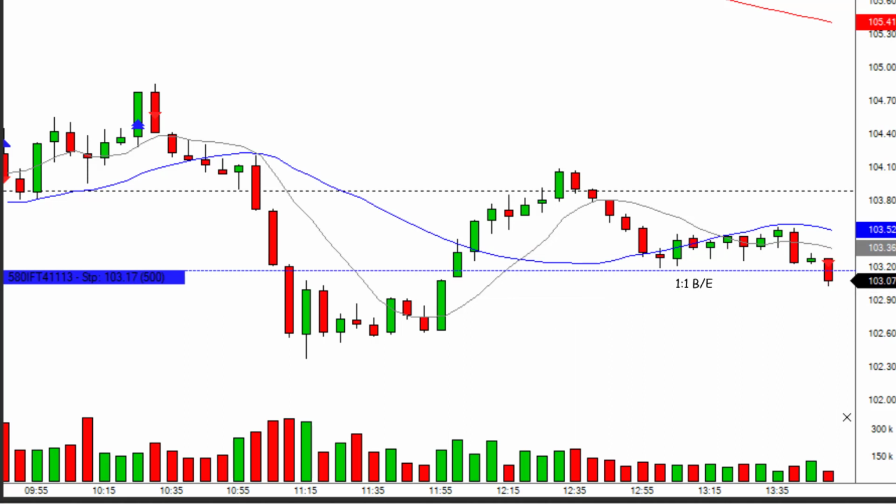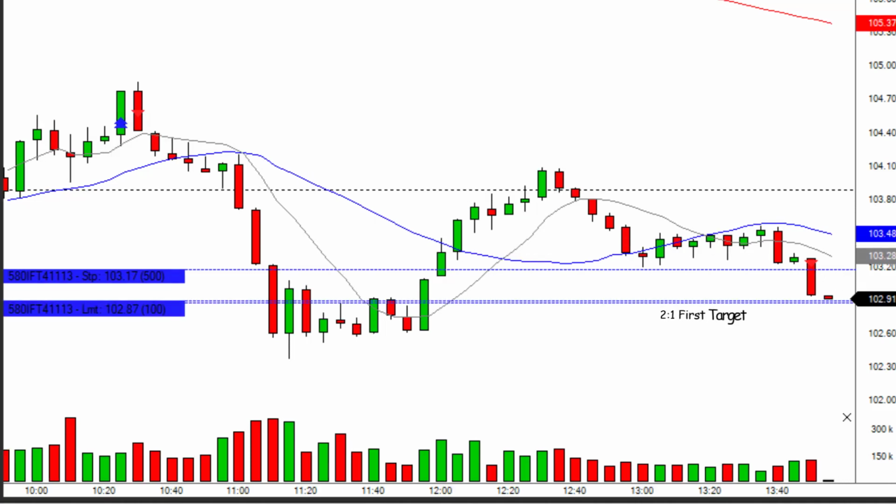And here, 1 to 1 is established, break even is in. If you're not familiar with 1 to 1, it simply means, for example, if your risk was 20 cents, once the stock has moved in your direction 20 cents, you eliminate risk. And now here we're getting close to my 2 to 1 target. I'm gonna throw some orders there. There you go. I get filled.